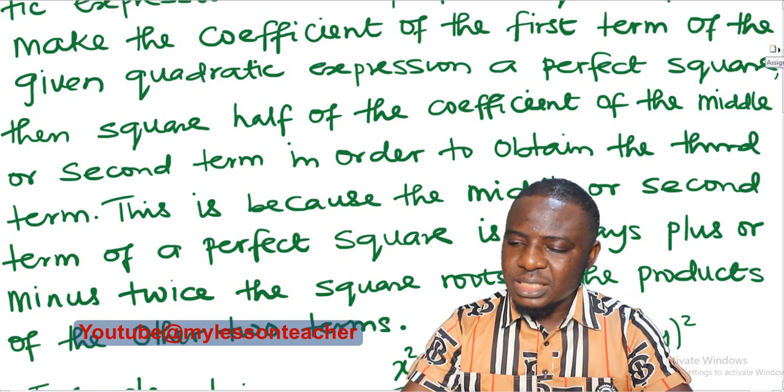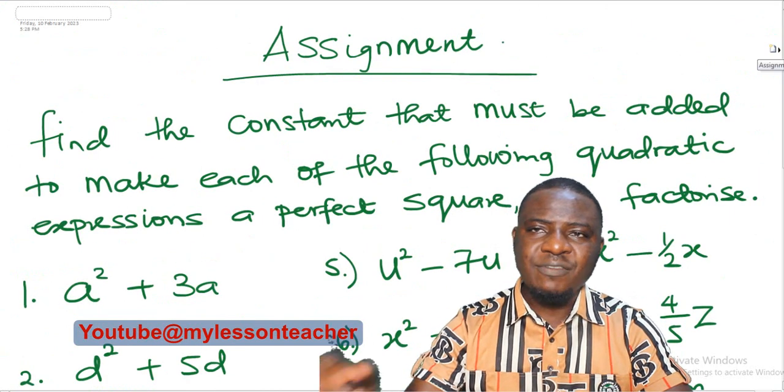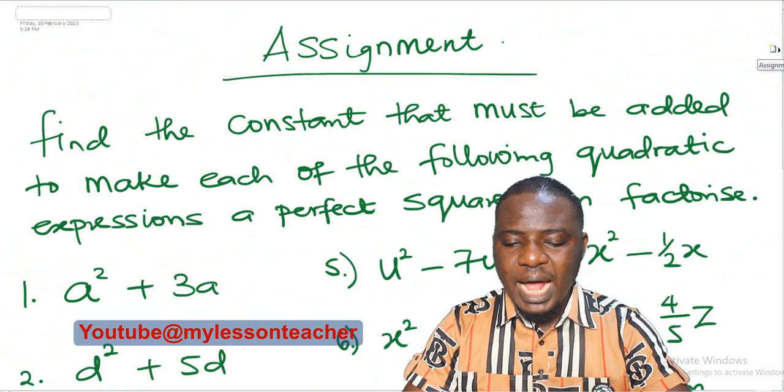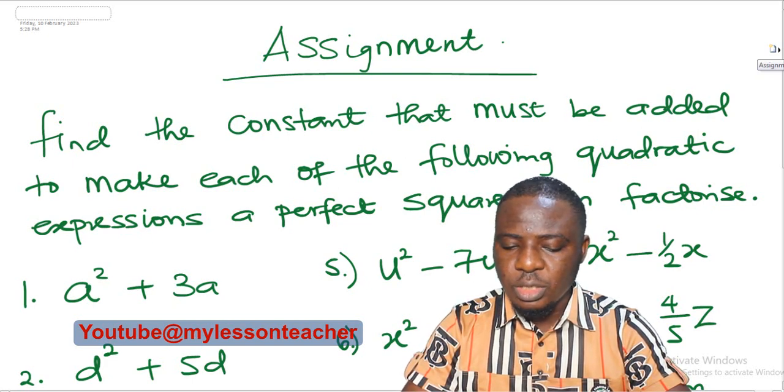And at that last class, I gave you some examples, and I left the class with an exercise or an assignment where I asked you to find the constant that must be added to make each of the following quadratic expressions a perfect square. And if that is done, then you factorize.